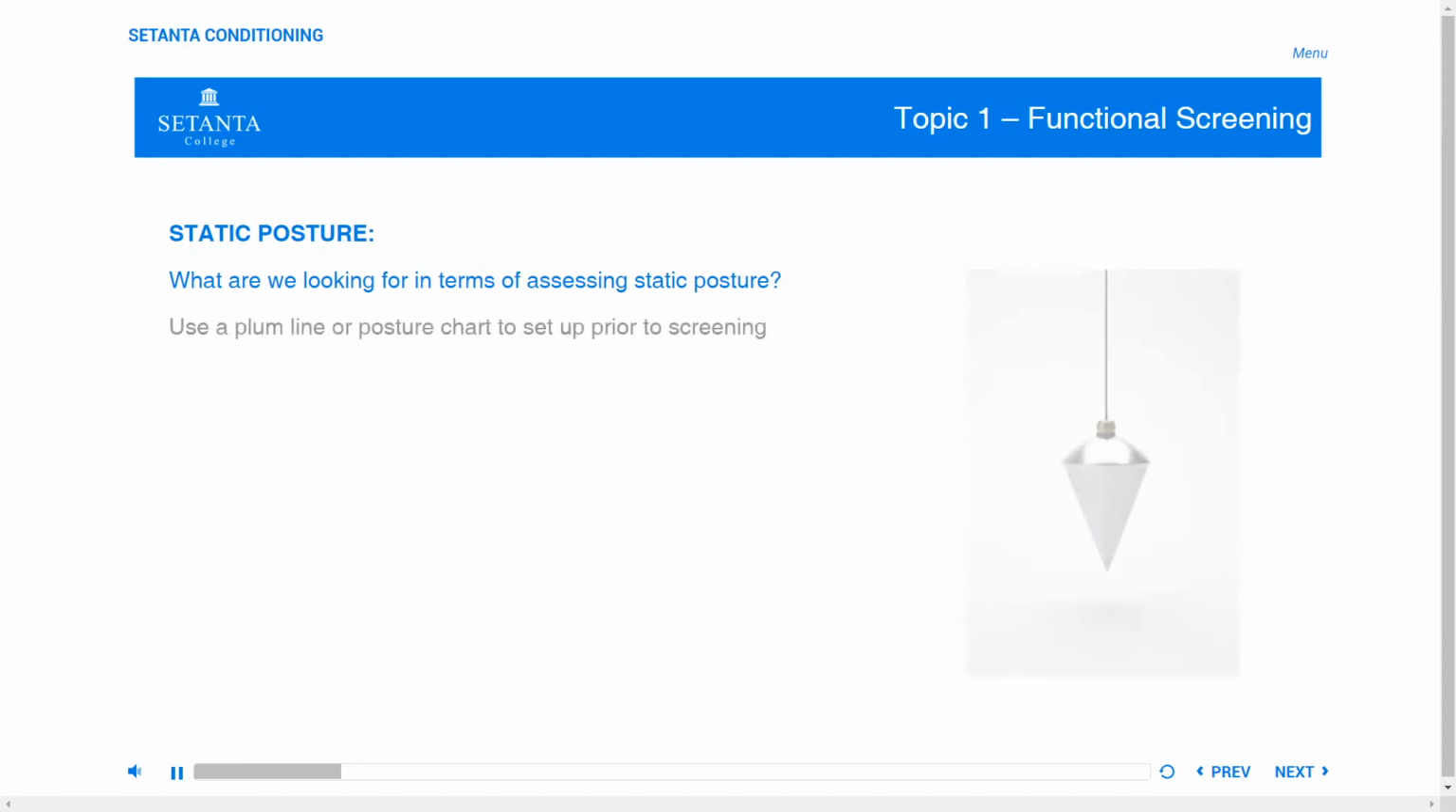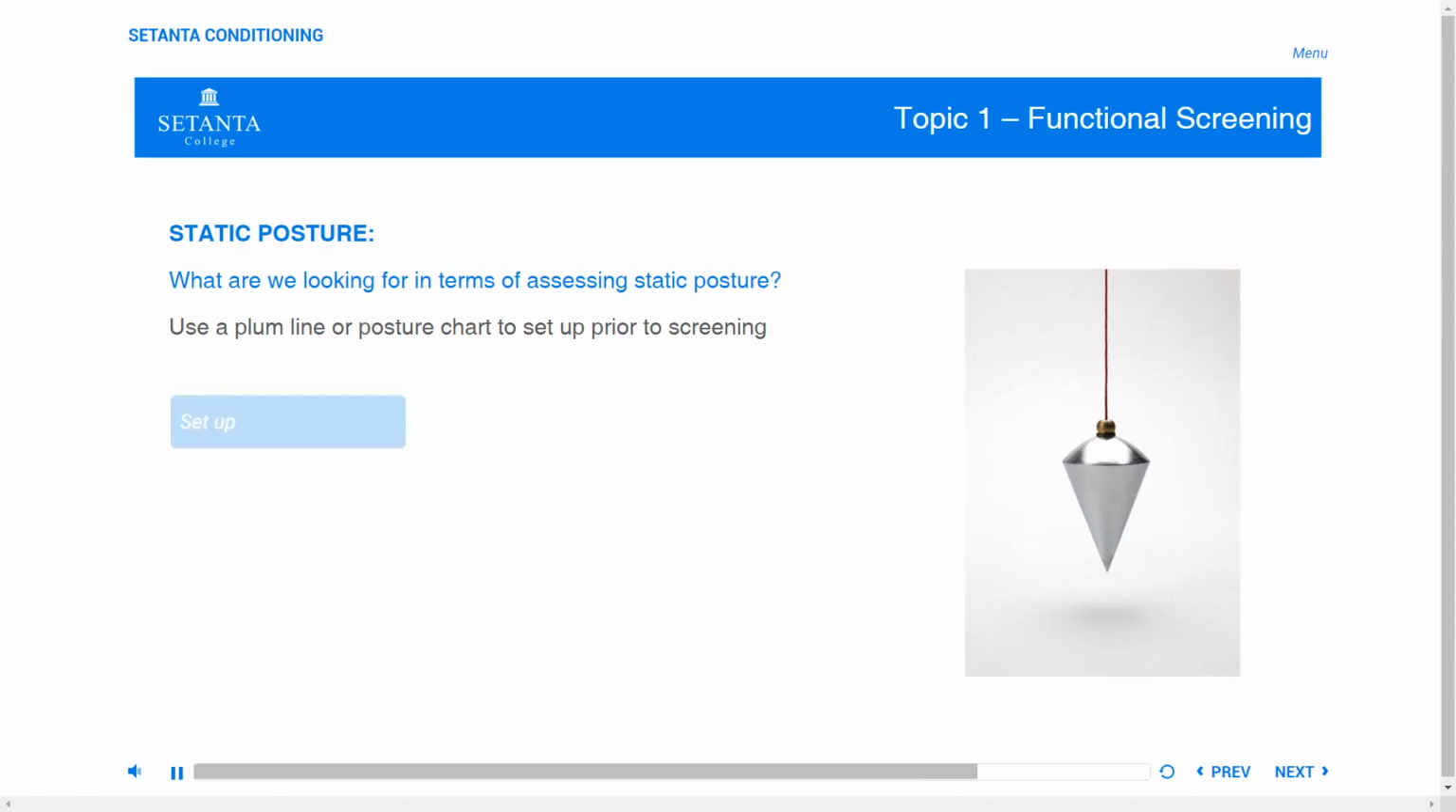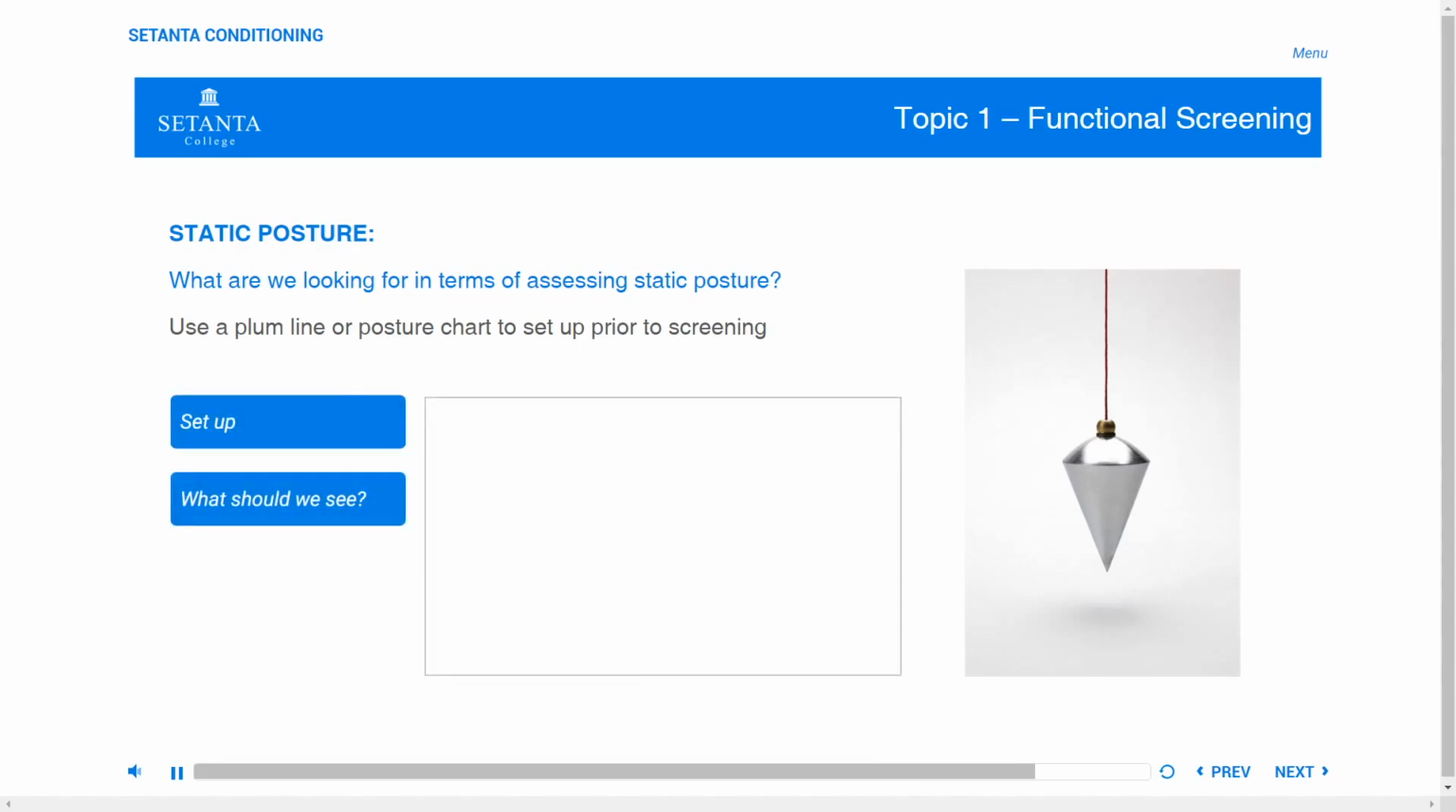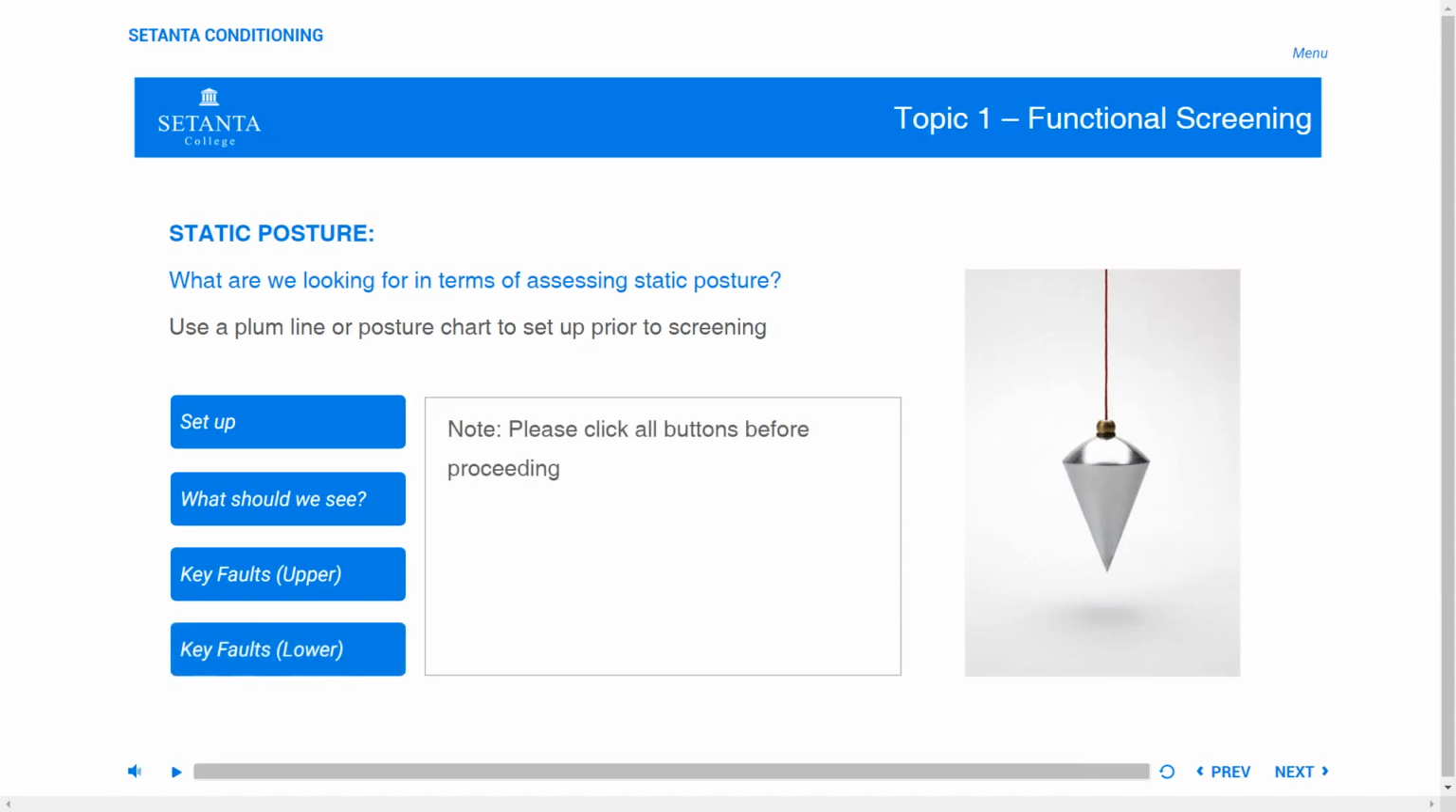Firstly, we use a plumb line or posture chart to set up prior to screening. This will allow you to easily observe the alignment of standing posture from the side. A plumb line is a piece of string with a weight attached to one end and is used to test if something is vertical. In functional screening, this vertical line can be used to assess deviations from what is considered optimal posture. Setup. What should we see? Key faults for the upper body. Key faults for the lower body.